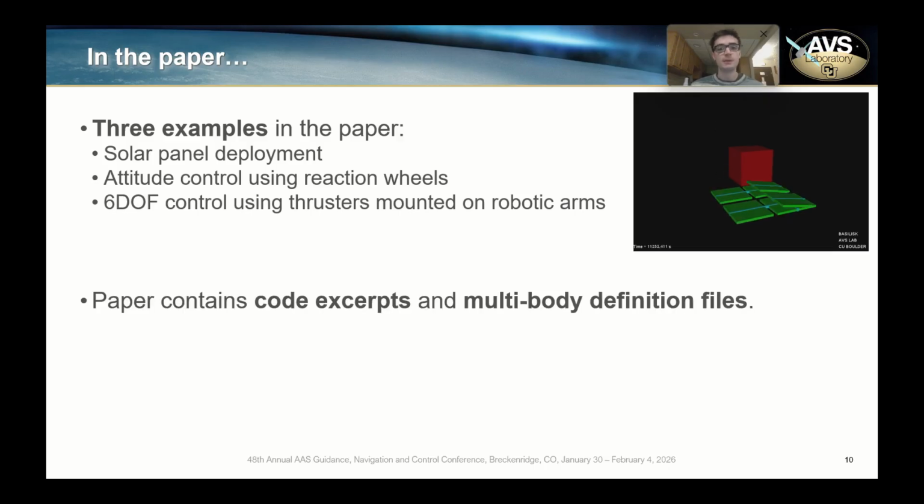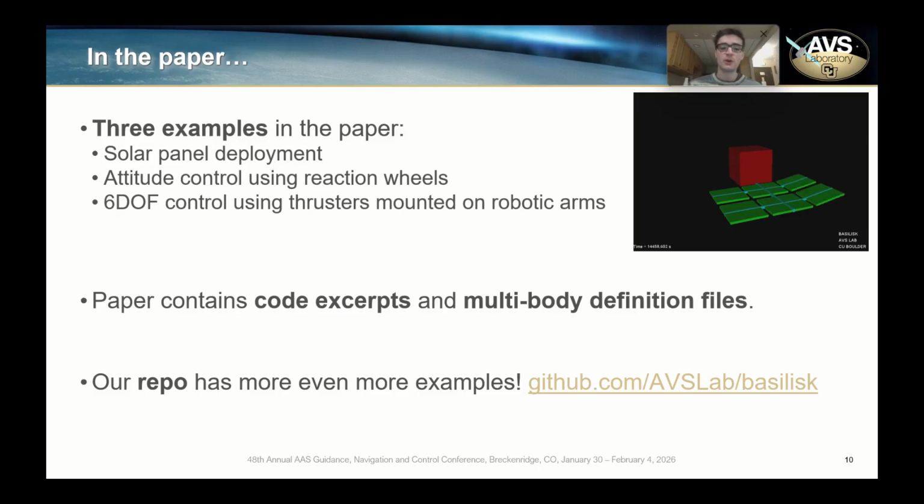The paper contains a lot of code excerpts and actual multibody definition files, so you can see the complexity of working with a tool like this, and hopefully you come away thinking that the API is designed in a way that is very GN&C centric. It's designed to be very easy to use for GN&C engineers. And there is also our public repo that has even more examples that you can always check out.